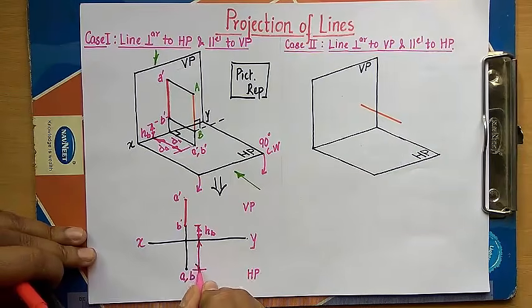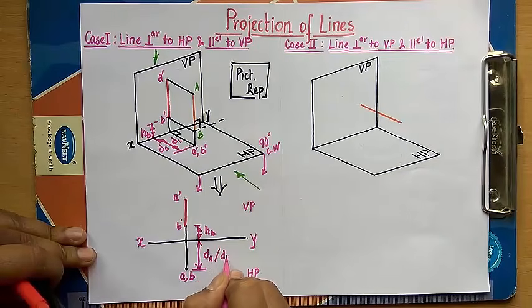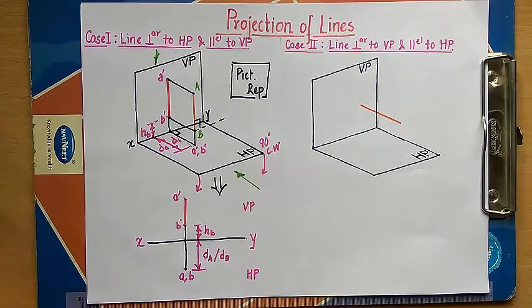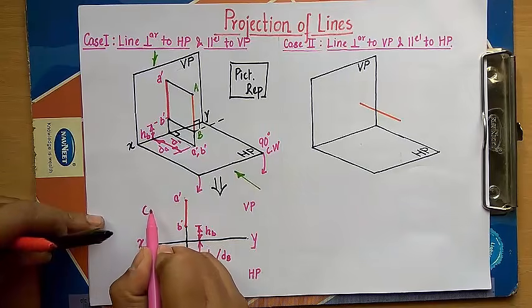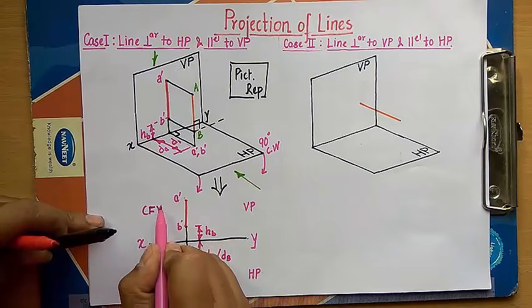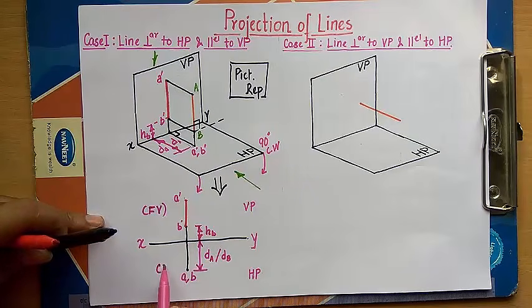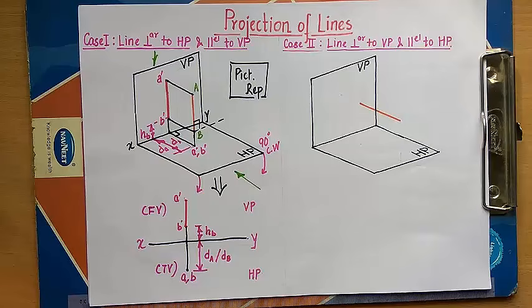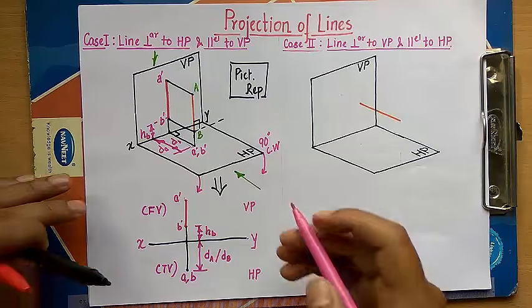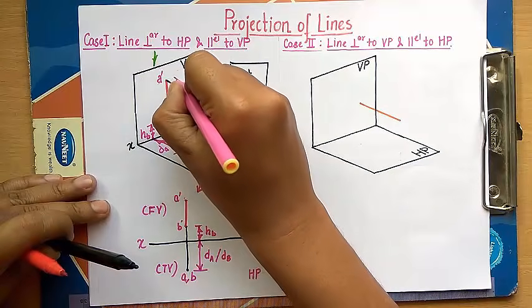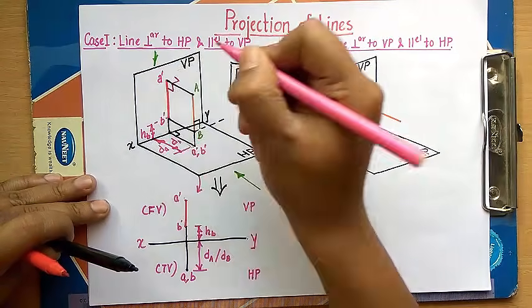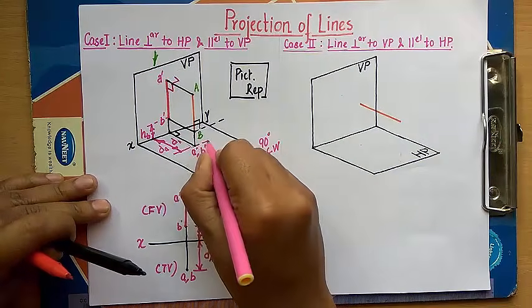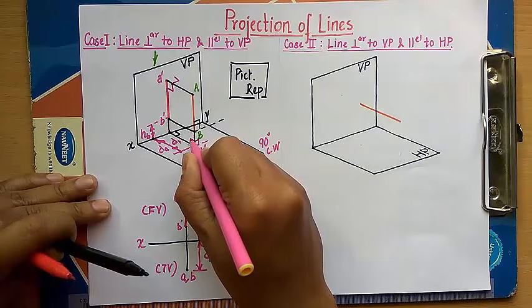And this in fact is what you call dA or dB. Both of them are the same, and finally this is what you call the front view, and this point over here represents the top view of case number 1, where the line is perpendicular to HP and parallel to VP. Alright guys, so this was all about case number 1, and you can clearly see that all of these are right angles, since it's an orthographic projection. These are all 90 degree angles.